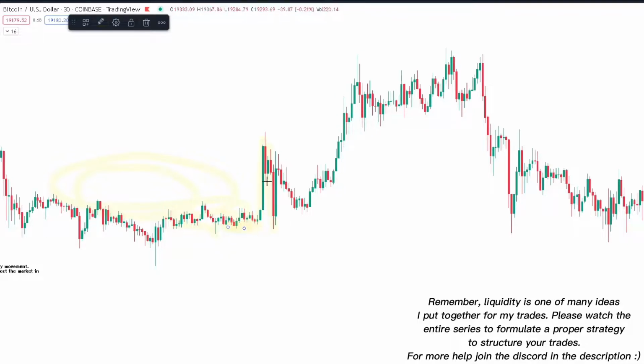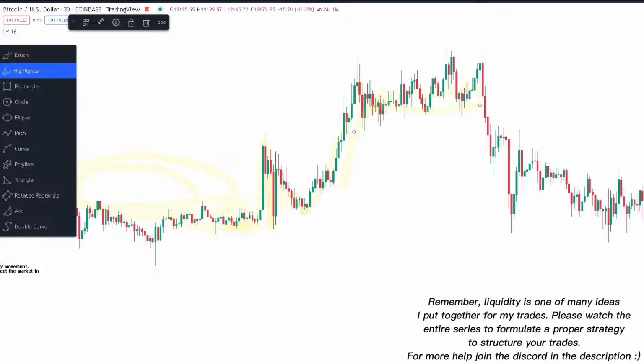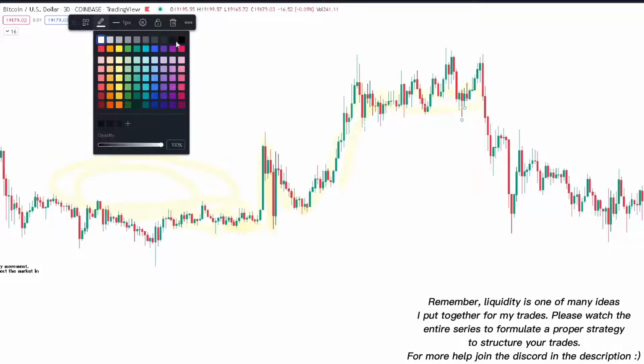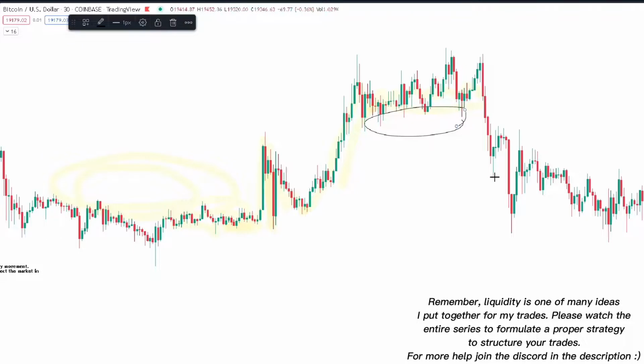And after this accumulation, manipulation, then we had distribution. So we have markup, back into distribution. This is another Wyckoff distribution into markdown. So now all the liquidity right here, oh, why is that white? Right here, was now swept by this move. So you can see that understanding where liquidity is will really give you a good idea of what price is going to do.